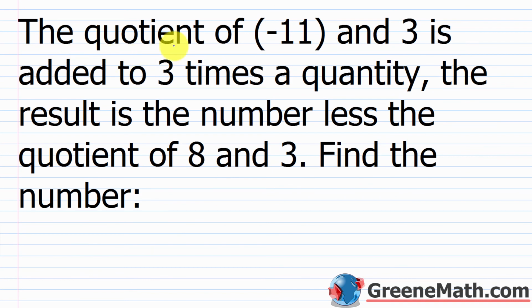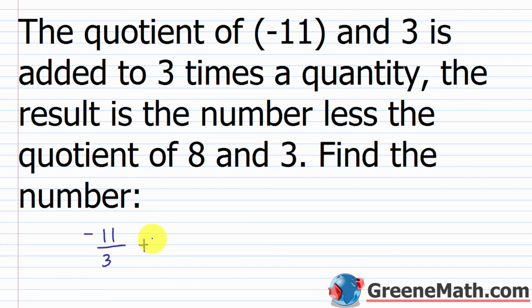All right, let's take a look at one more problem. So the quotient of negative 11 and 3 is added to 3 times a quantity. The result is the number less the quotient of 8 and 3. Find the number. Again, these seem kind of difficult. They seem kind of really wordy, but if you go step by step, it's not that bad. So the quotient of negative 11 and 3, that's negative 11 divided by 3. Very simple.